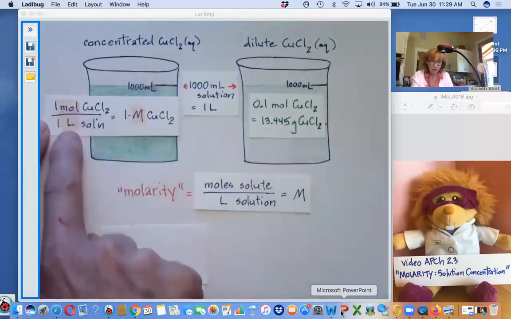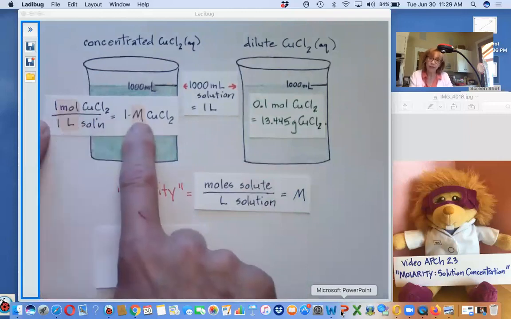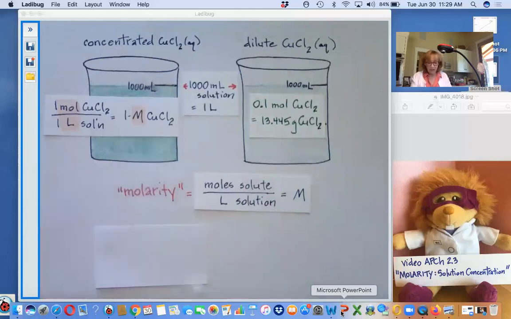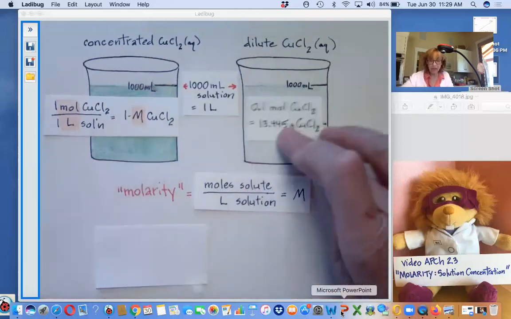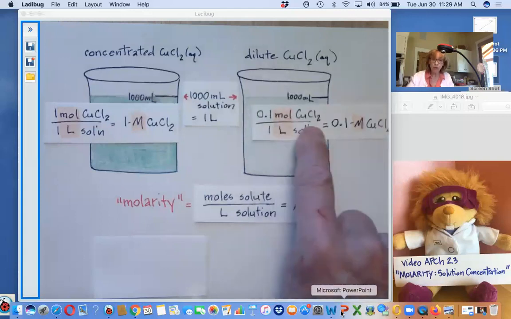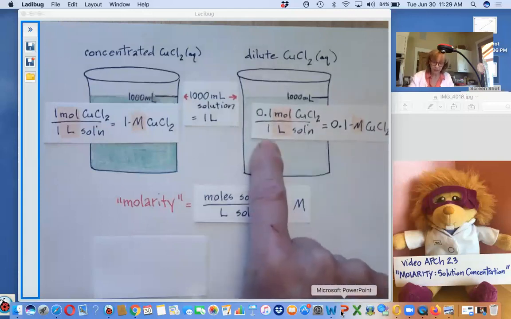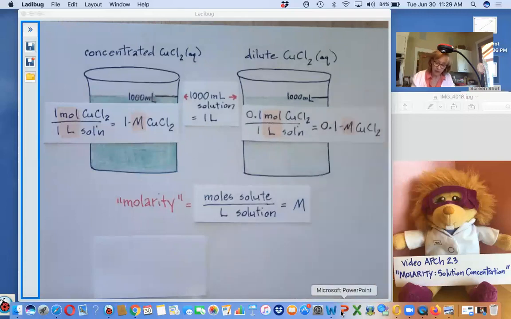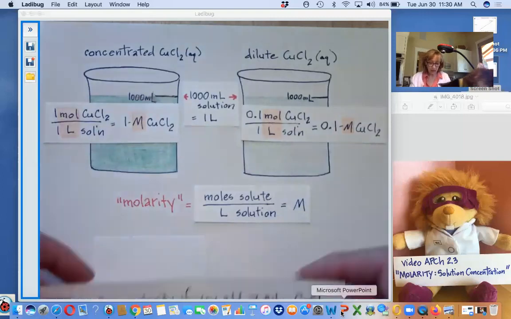This double-decker unit, moles per liter, is written capital M. And then the beaker on the right, which contains only 1/10 as much, it contains 1/10 of a mole of copper chloride, still in a liter of solution. So that one is labeled 0.1 molar copper chloride. All right, so let's look at some applications of molarity.